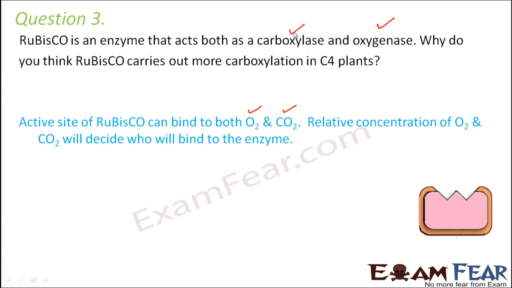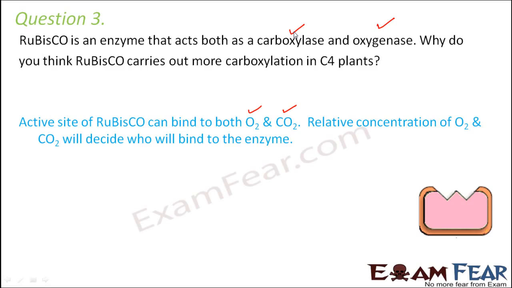So when it binds to carbon dioxide, it acts as carboxylase. When it binds to oxygen, it acts as oxygenase. Now if carbon dioxide and oxygen both are present in its vicinity, it depends on which is present in more quantity. So if the concentration of carbon dioxide is more, in that case carbon dioxide will bind to Rubisco and Rubisco will act as a carboxylase. If the concentration of oxygen is more, then oxygen will bind to Rubisco and it will act as an oxygenase.